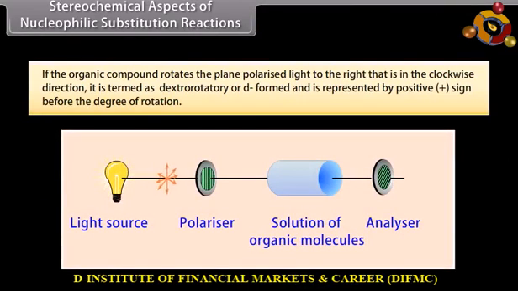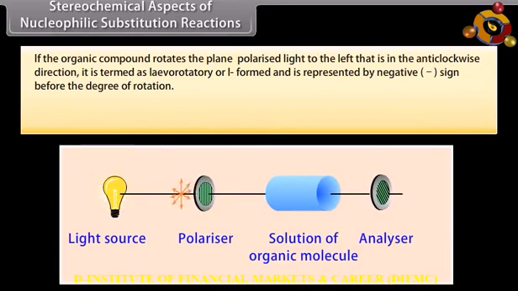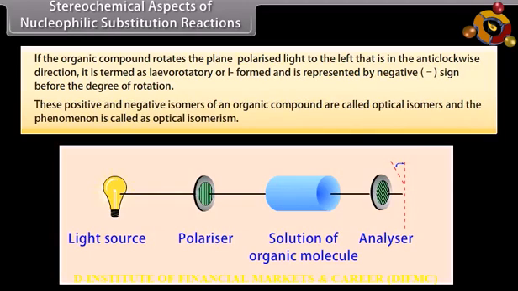If the organic compound rotates the plane polarized light to the right, that is, in the clockwise direction, it is termed as dextrorotatory or d-formed and is represented by positive sign before the degree of rotation. If the organic compound rotates the plane polarized light to the left, that is, in the anti-clockwise direction, it is termed as levorotatory or l-formed and is represented by negative sign before the degree of rotation. These positive and negative isomers of an organic compound are called optical isomers, and the phenomenon is called as optical isomerism.